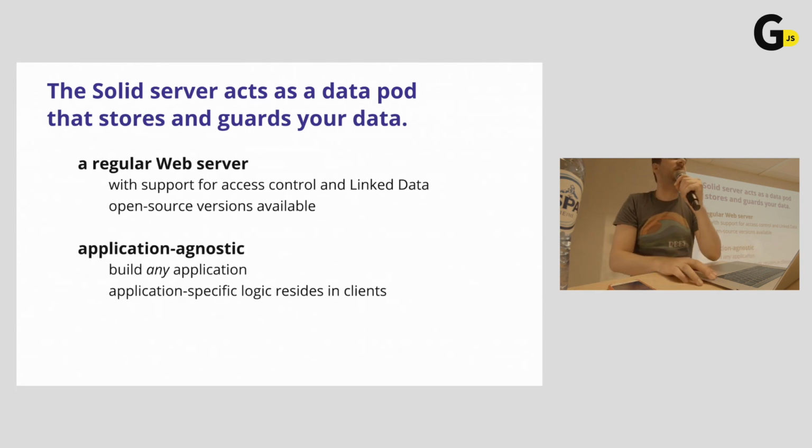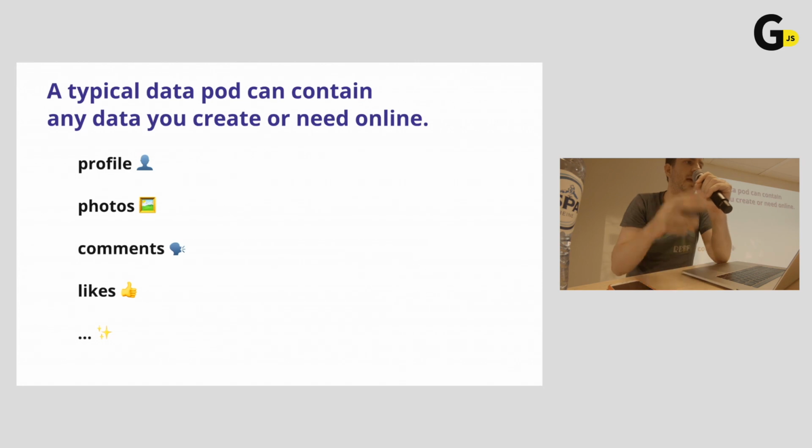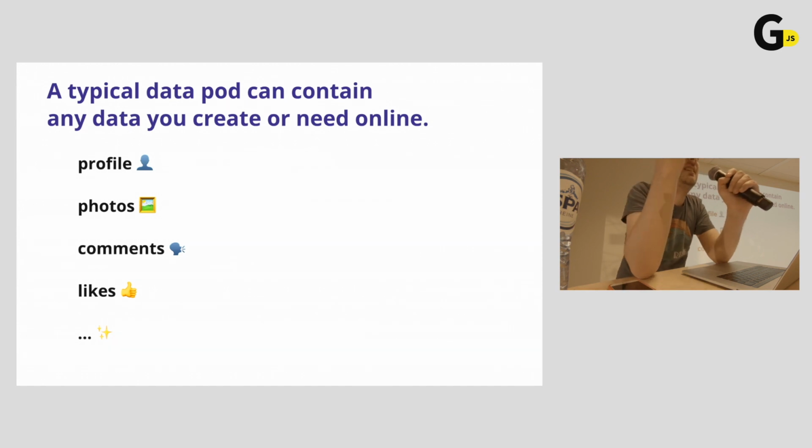It's application agnostic, so you can run any application on top of it. And just like a website, you can open it with any device, any browser, you can host it anywhere, right? So it's that flexible, basically. What's in a data pod? Well, basically, you name it. Your profile, pictures, comments, likes, any kind of data you want, you can store in there.